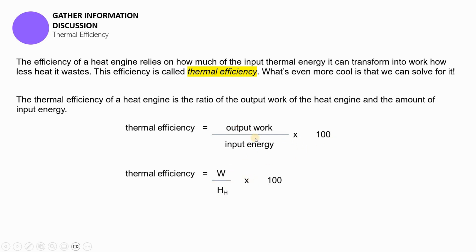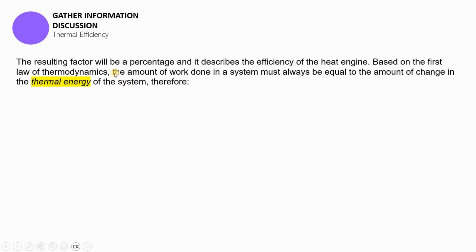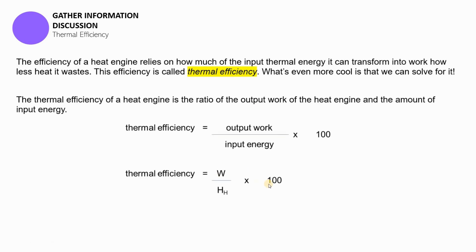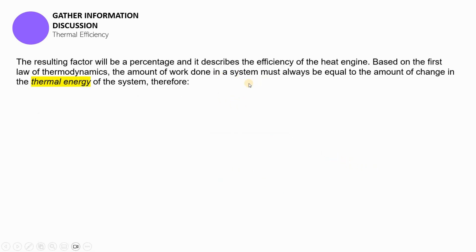Okay, so in symbols, yung output work is symbolized as W, and then the input energy is symbolized as H sub H. And remember that this is the thermal energy that came from the heat source, okay, that went to the heat engine, and you multiply that by 100. The resulting factor will be a percentage, as it's made obvious over here. We multiply it by 100. It's gonna be a percentage, and it describes the efficiency of the heat engine. So, yung percentage na yun, kung 100% siya, ibig sabihin, that is the efficiency of the heat engine.